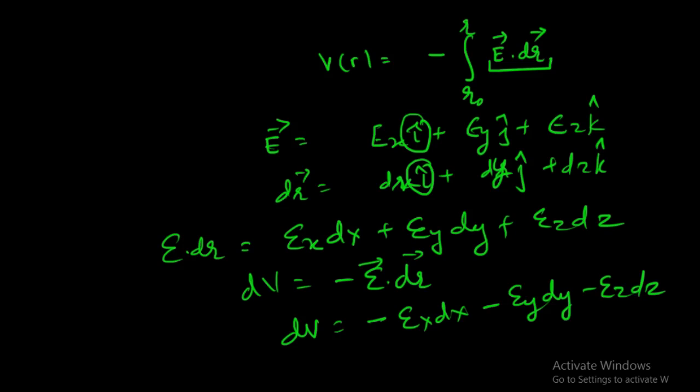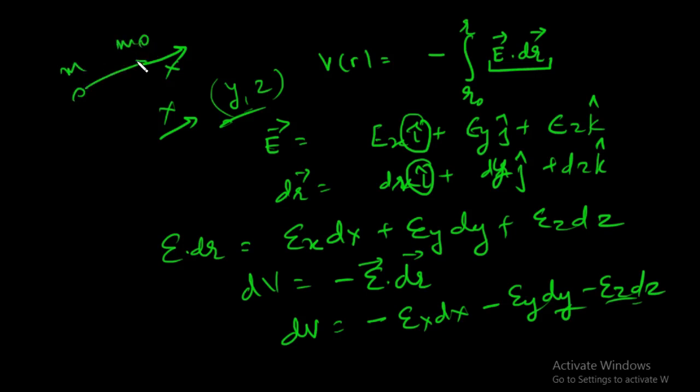So you see, if in one direction I have displaced a particle, say x, this means y and z are constant. So dy and dz would be 0 since y and z are constant. If I displace the particle along the x direction, this is the mass m, the test mass, y and z are constant over here. And also since y and z are independent of x, dy and dz would be 0. So we have dV equal to minus Ex dx, if it is displaced in the x direction.